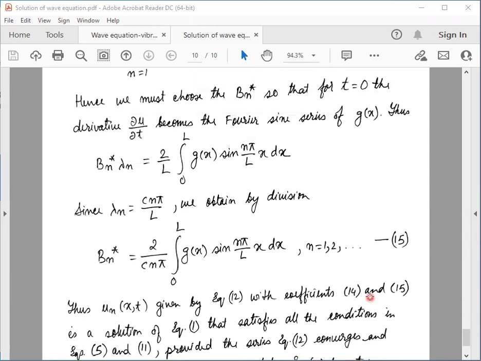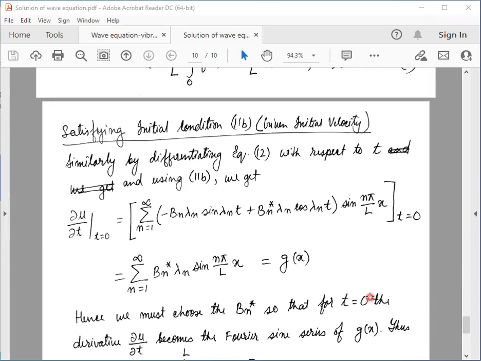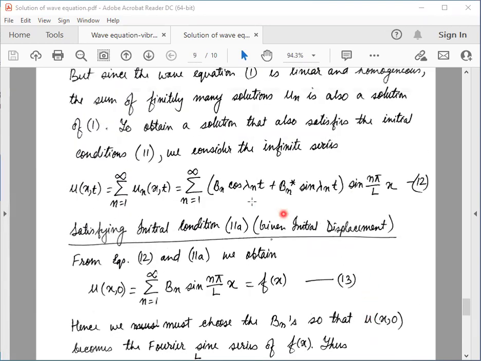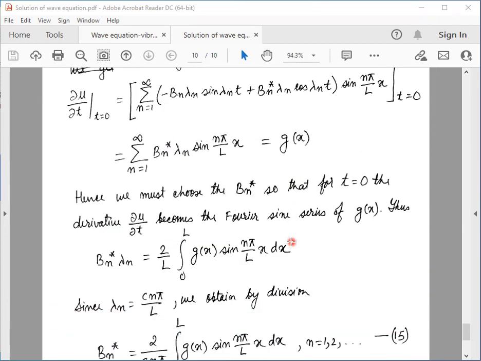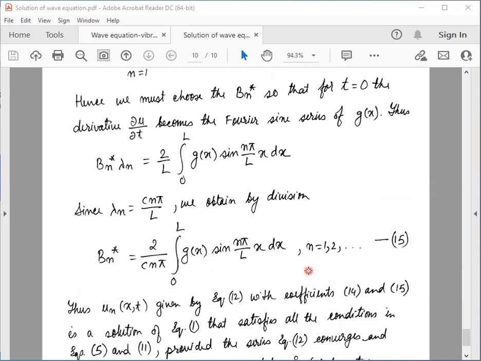So finally, we have solved the differential equation. What is the solution? The solution is given by equation number 12, and the coefficients Bn and Bn star are given by equation number 14 and equation number 15. So that is the final solution of the wave equation satisfying the boundary conditions and initial conditions.